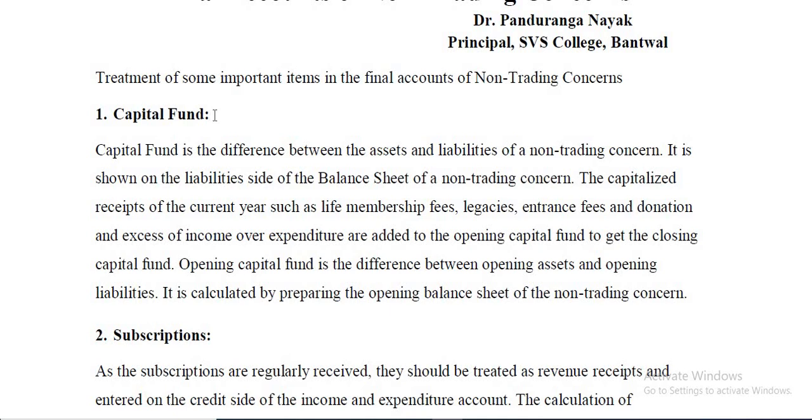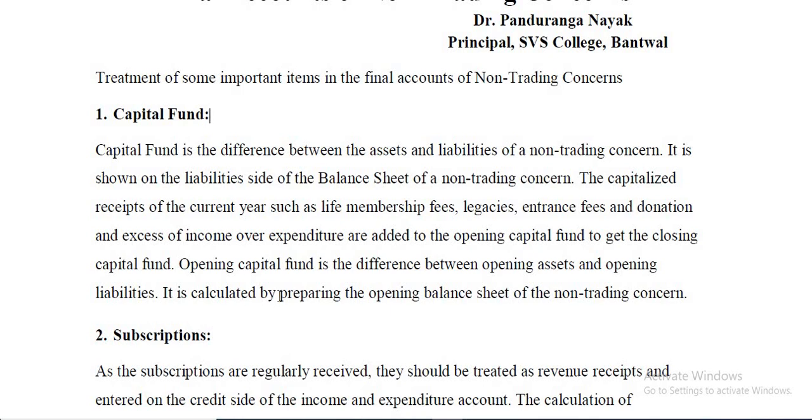Opening capital fund. So opening capital fund is in the case of existing non-trading concerns. In the case of new non-trading concerns which have been started this year, there is no opening capital fund. So here opening capital fund is the difference between assets and liabilities at the beginning of the year. So it is calculated by preparing the opening balance sheet of non-trading concern. So while preparing the closing balance sheet, if you do not find the opening capital fund, you need to prepare opening balance sheet and thereby you are going to calculate the opening capital fund.